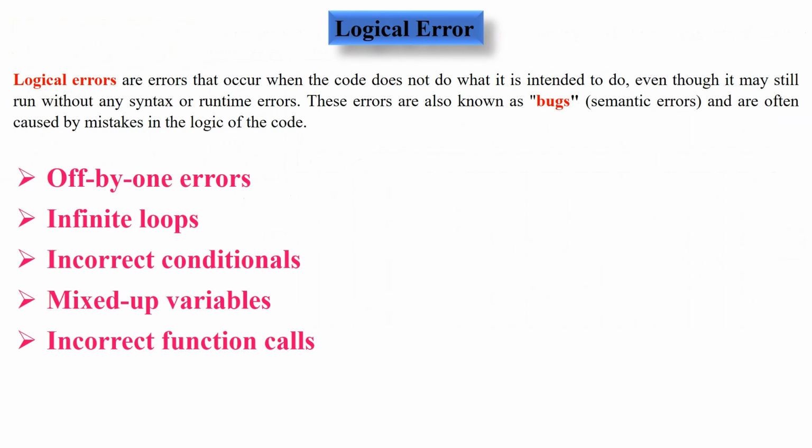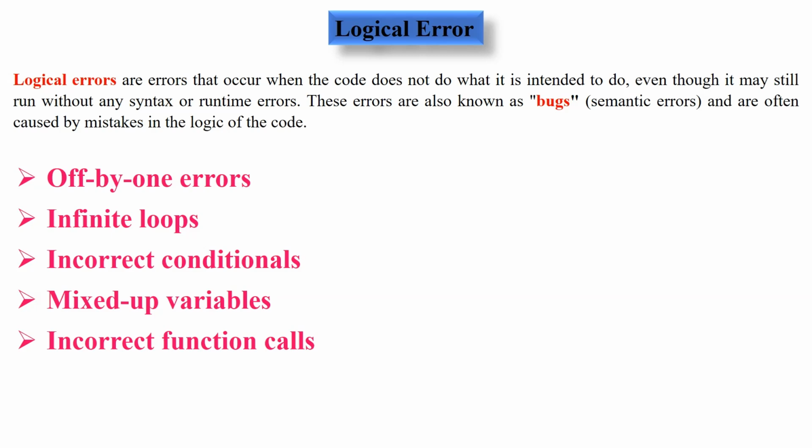Next error is the logical error. In Python, logical errors are errors that occur when the code does not do what it is intended to do, even though it may still run without any syntax or runtime errors. These errors are also known as bugs, semantic errors, and are often caused by mistakes in the logic of the code. Here are some common examples of logical errors in Python.